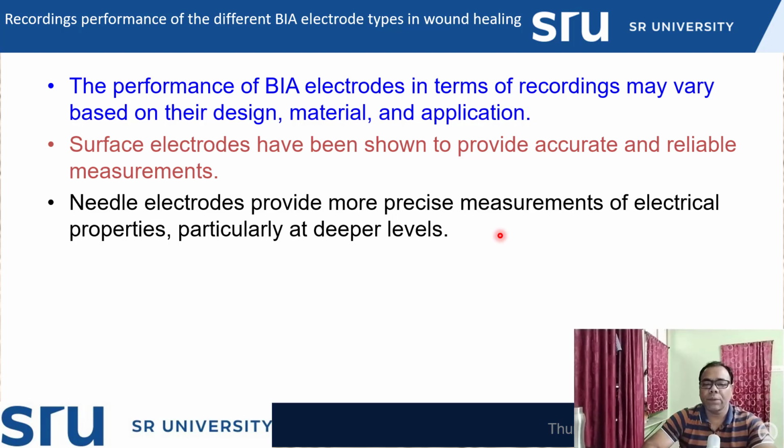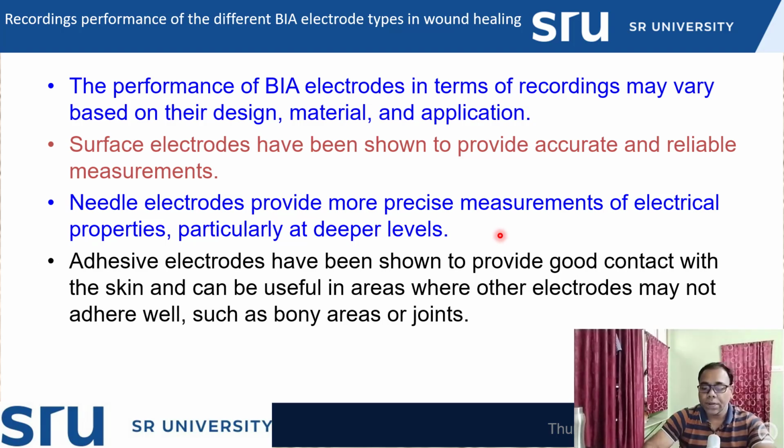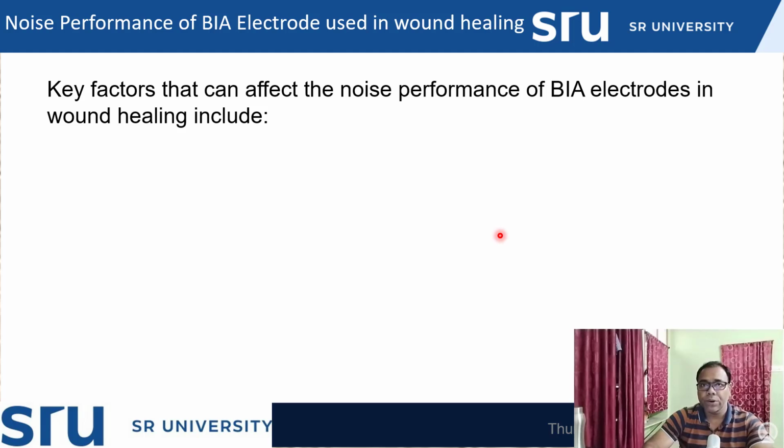Similarly, the needle type of electrode will provide more precise measurement of the electrical properties, particularly at deeper levels. At deeper levels, the needle electrode will be better than the surface electrode. Similarly, adhesive electrodes have shown good contact with the skin and can be useful in areas where other electrodes may not adhere properly, such as bony areas or joints. In those areas the adhesive electrode will be more suitable and will give more accurate information than the other types of electrodes.